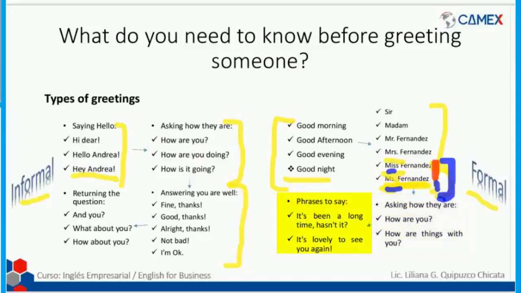Finally, some phrases that you can say: it's been a long time, hasn't it? It is for saying, I didn't see you for a long time. And another phrase you can say is, it is lovely to see you again, so that you show you enjoy seeing the other person.